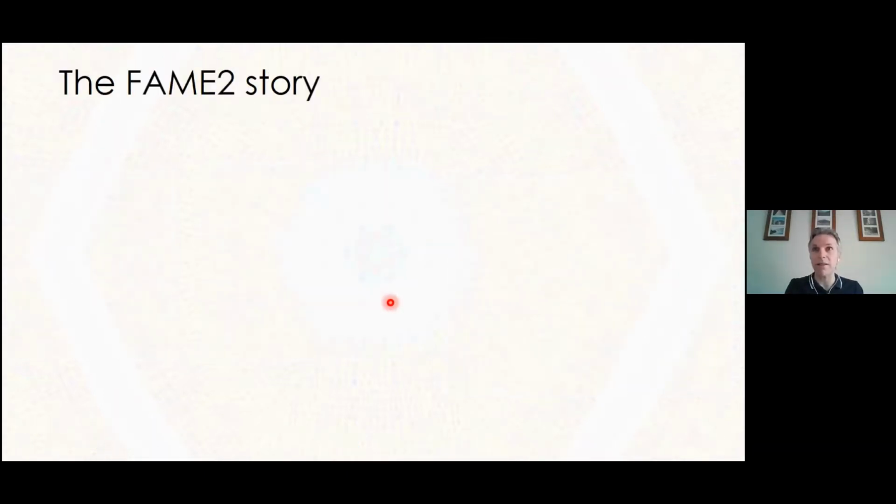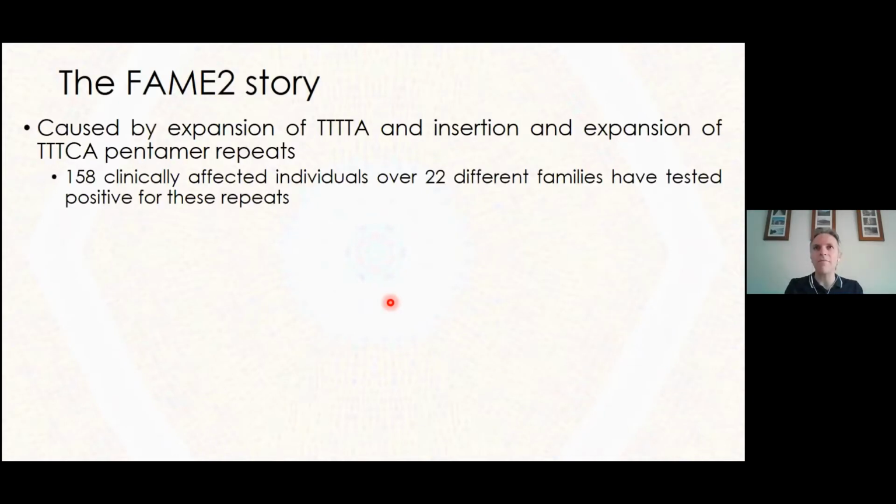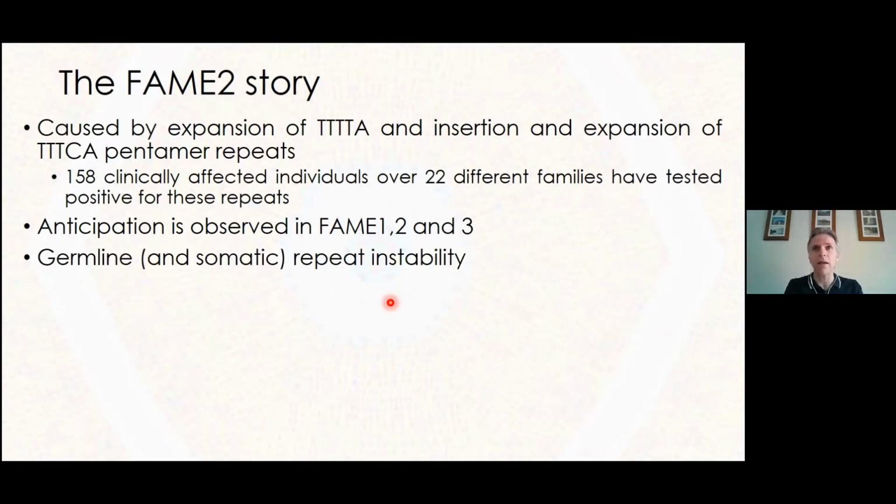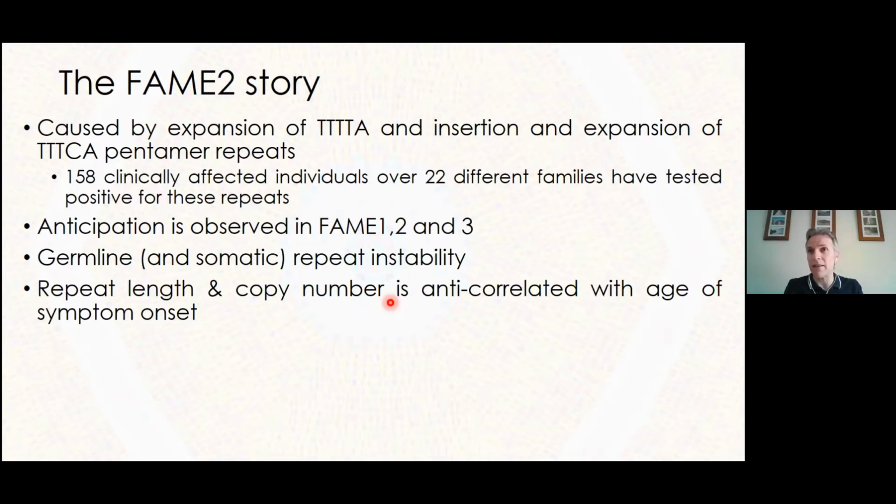So just to briefly summarize our FAME2 story. It's caused by repeat expansions of TTTTA, which is reference, and TTTCA, which is non-reference. We've screened that in 158 clinically affected individuals over 22 different families, and they all tested positive for this repeat in STARD7. We have anticipation, which is observed across all forms of FAME that we've looked at to date. There is both germline, and I'm sure Crystal will talk about the somatic, repeat instability in FAME. And the repeat length and copy number is anti-correlated with the ages of symptom onset, particularly the TTTCA repeat content.